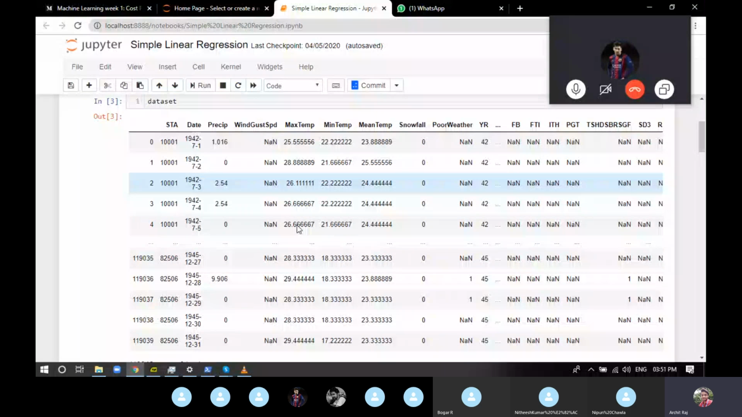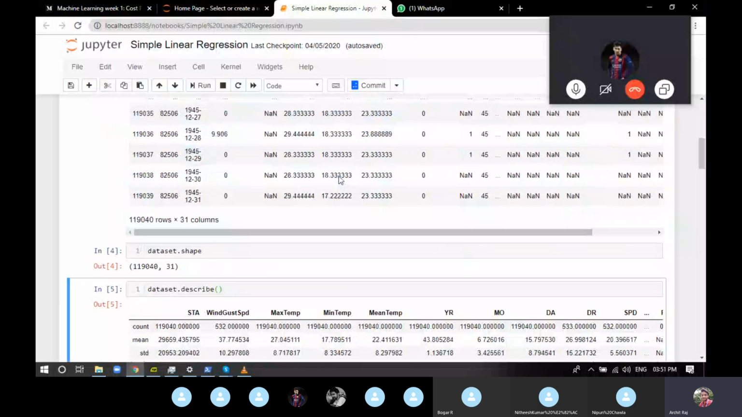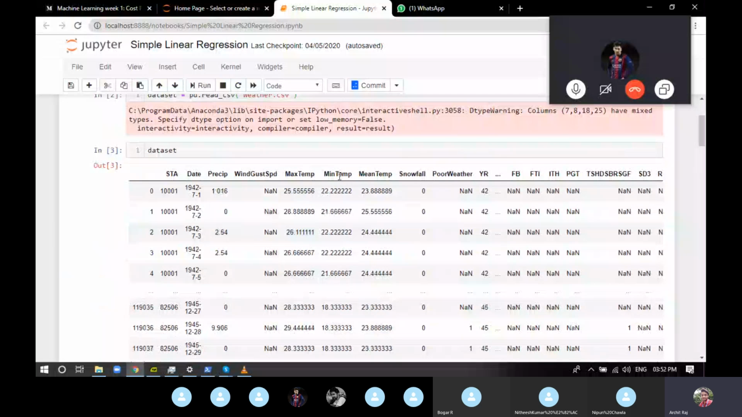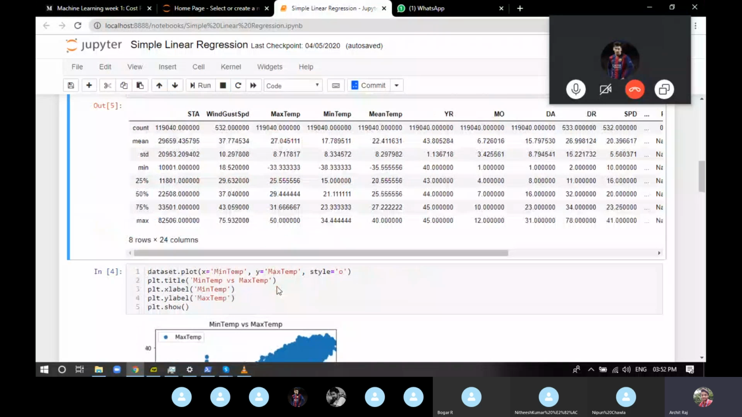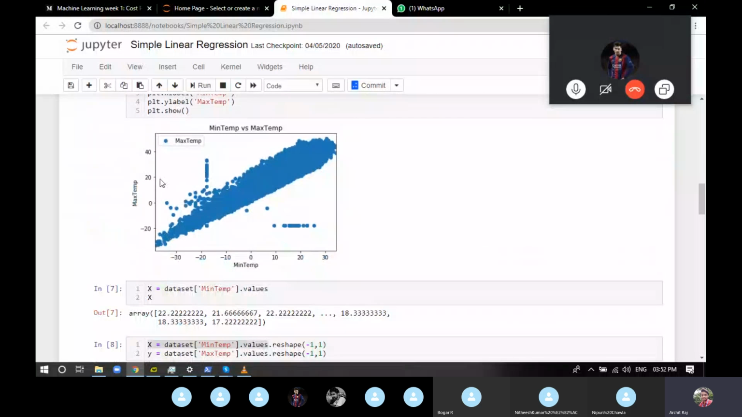So we have max temperature and min temperature, and now you can have a gut feeling that wherever the maximum temperature is higher, the minimum temperature is also going to be higher. If the maximum temperature is lower, the minimum temperature is also going to be lower. For a single day, the maximum temperature depends on the minimum temperature. So we're going to plot the graph with x as minimum temperature and y as maximum temperature. We give the style as 'o' for the points, and we plot the data using the pyplot library. Now we have the graph.